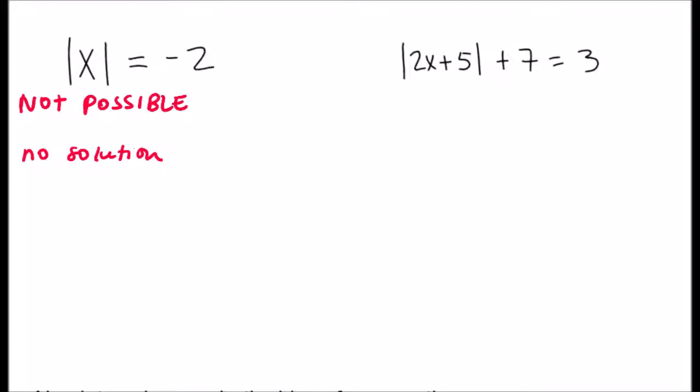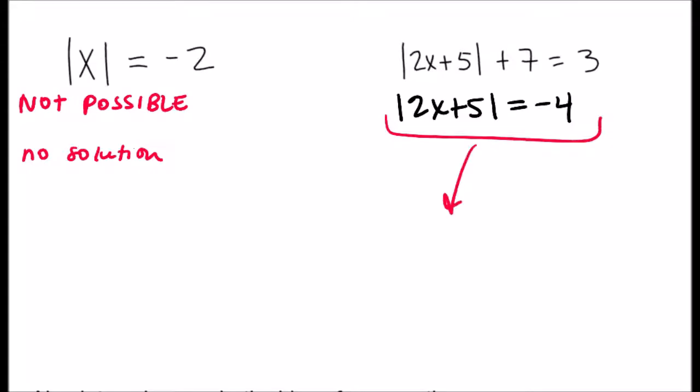Over here, I'm going to observe our set of steps, and I'm going to isolate the absolute value. So I'm going to subtract 7 from both sides, and I'll have absolute value of 2x plus 5 is equal to 3 minus 7, which is negative 4. And then I'm saying, oh no, I've got an absolute value of a thing equal to a negative number. That isn't going to happen. So I'm going to stop right here, and I'm going to conclude that there is no solution. There is no value of x that's going to make that equation true.